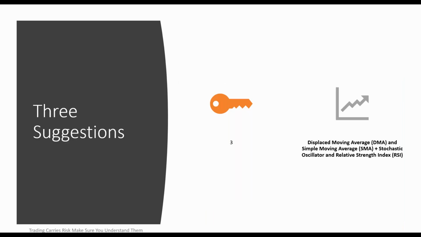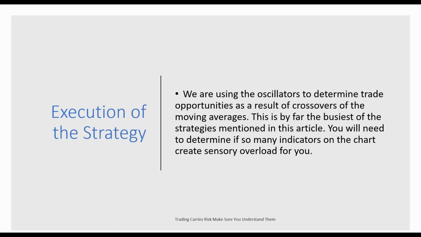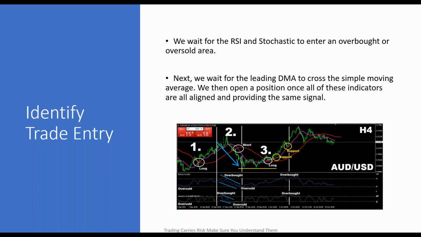And suggestion 3 is you can use a displaced moving average and a simple moving average and combine that with stochastics or RSI. So when you get the crossover and then an overbought or oversold reading in stochastics or RSI, you can then do a buy or sell execution. We are using the oscillator to determine trade opportunities as a result of the crossovers of the moving averages. This is by far the busiest of the trading strategies mentioned. You will need to determine if so many indicators on the chart create sensory overload for you.